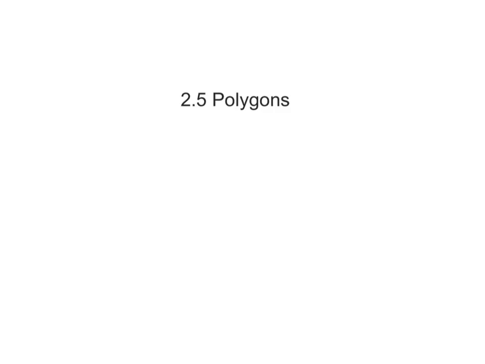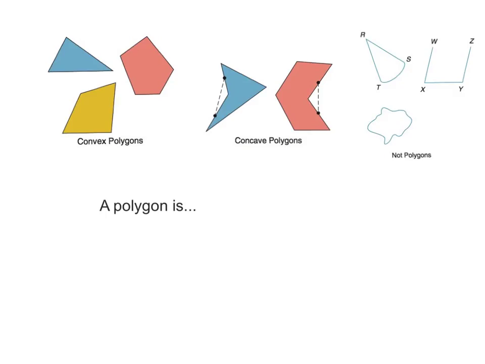This section is about 2.5 polygons. We're going to take some of the things that we've learned throughout this unit and apply them when we talk about polygons. All right, take a moment and think about what you think a polygon is. What have you learned in the past?